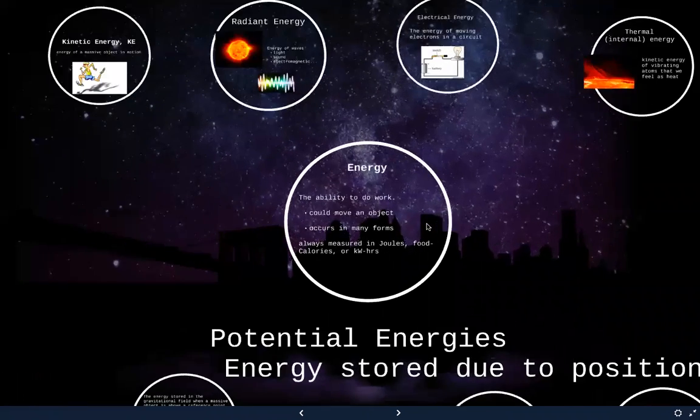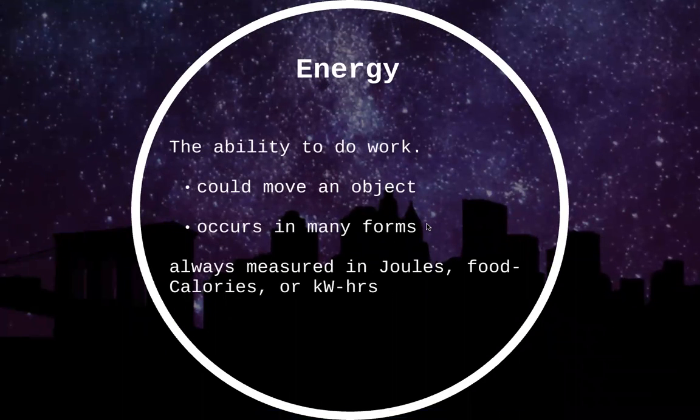Let's start off with a basic definition of energy. When we talk about energy, what I mean is the ability to do work. Energy is a quantity that could move an object, and it comes in many forms. You probably remember from eighth grade that energy is always measured in joules, but in your daily life, you might have heard of calories. Calories are another unit of work or energy. On your electrical bill, you'll see energy measured in kilowatt hours. So, energy is the ability to do work.